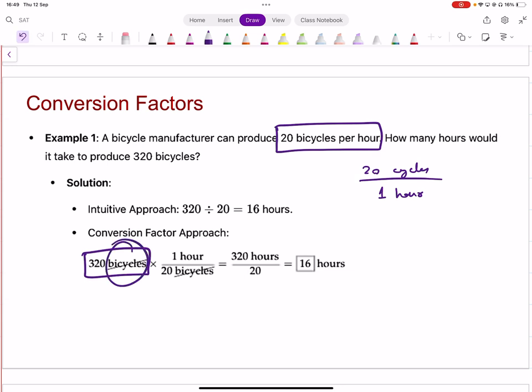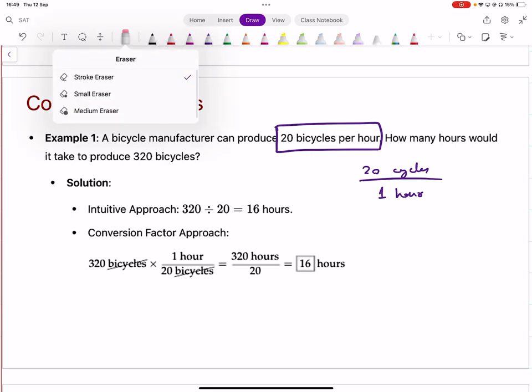We want to cancel out bicycles. So we want bicycles in the denominator. So we write this as 1 hour over 20 bicycles. Does that make sense? Now, bicycles and bicycles get cancelled. 320 over 20 and the unit is hours. We get 16 hours from that. That's how we use conversion factors. Does that make sense? So we try to cancel out the units essentially by writing those ratios in a way that they get cancelled.